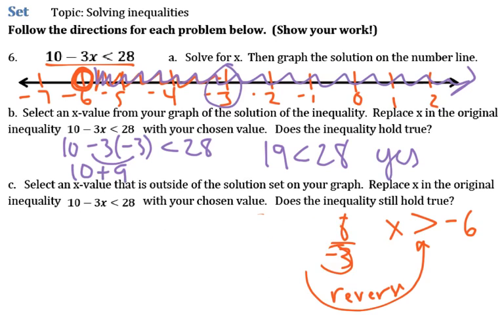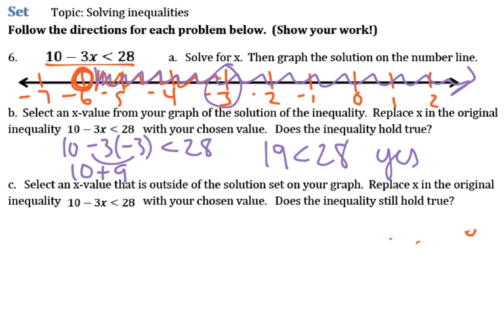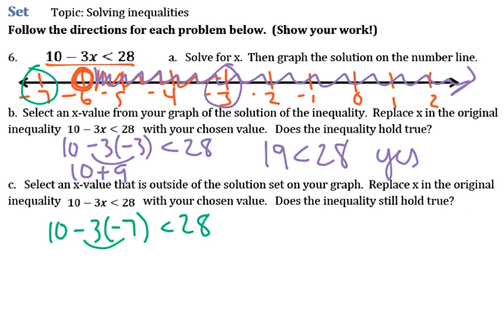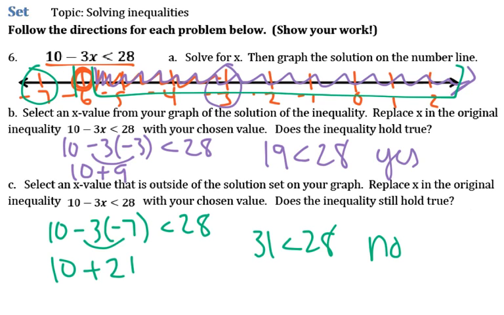Now it wants me to choose a value outside my solution. So that would be out to the left. So like negative 7. So 10 minus 3 times negative 7 is less than 28. That will give me a positive 21. 10 plus 21 is 31. Is 31 less than 28? No, so now my inequality isn't true. Okay, that idea, that inequality includes all those possibilities, but not the ones outside of it.